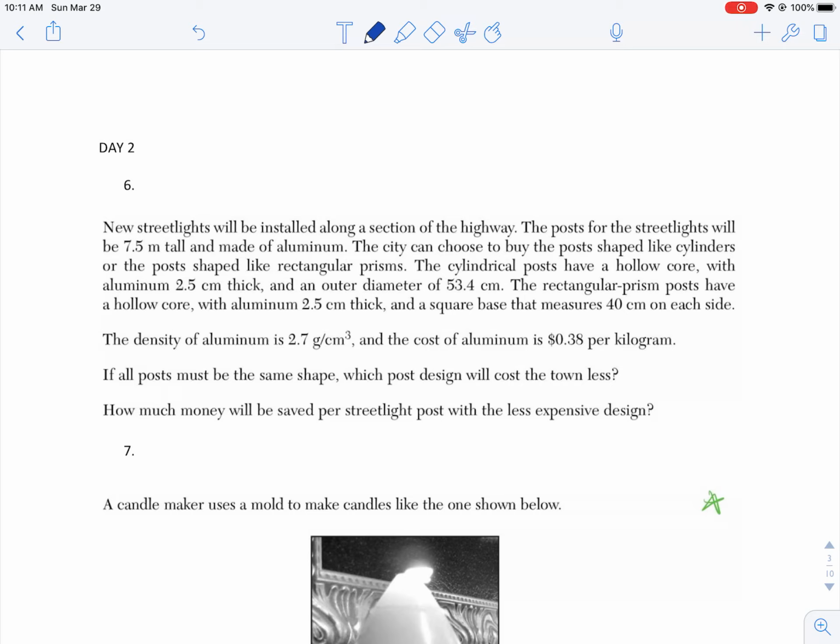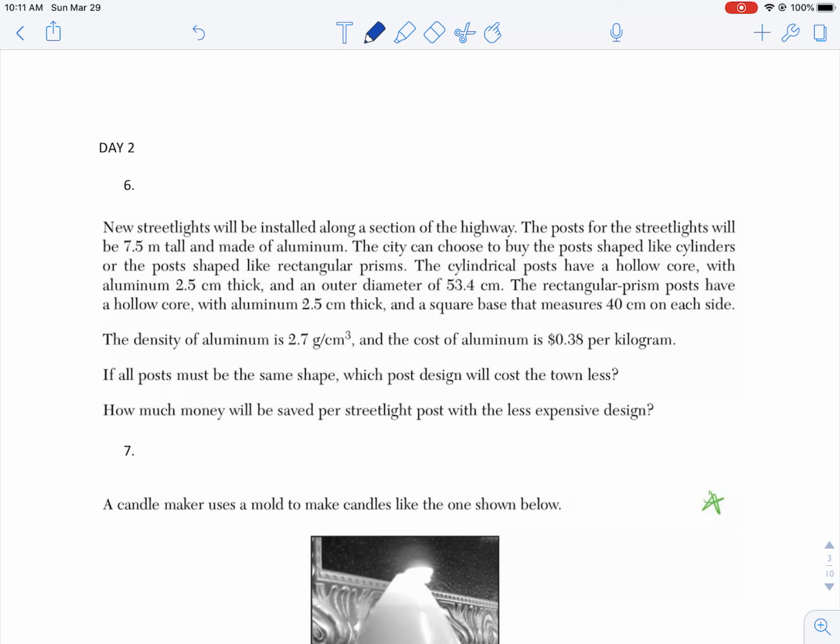Okie doke. So, this is day 2. Let me get myself nice and comfortable. Hope you guys are comfortable working at home. You don't have to dress up so much. So, we're looking at number 6 in day 2.